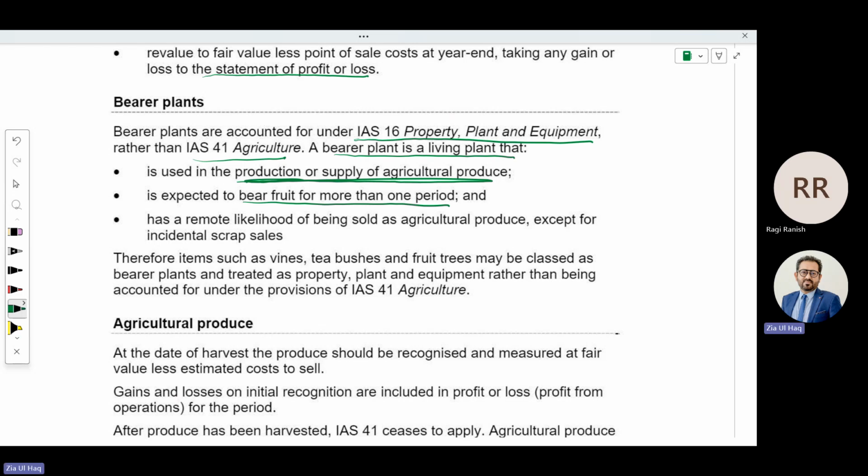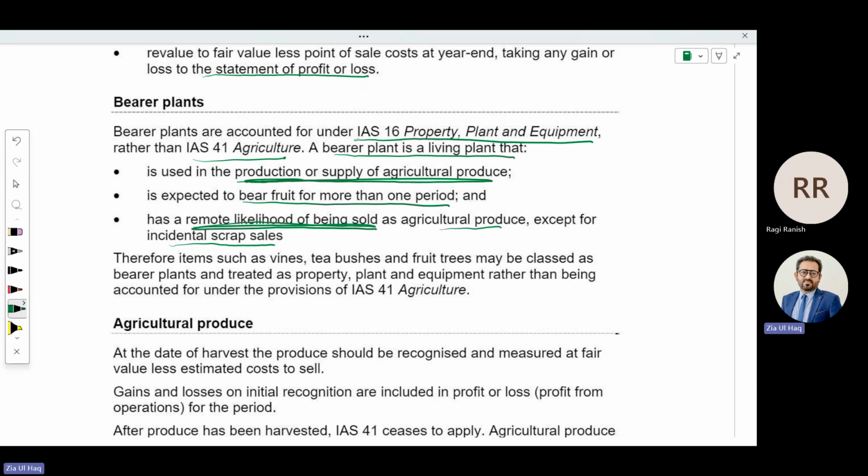Mango plant, orange plant. It has a remote likelihood of being sold, meaning there are less chances we are going to sell this plant. Remote means less than 5% chance we are going to sell this plant as agriculture produce, except for incidental scrap sales. When we do sell, there might be some scrap value. But we are going to use this plant for many years to get its produce to generate income.